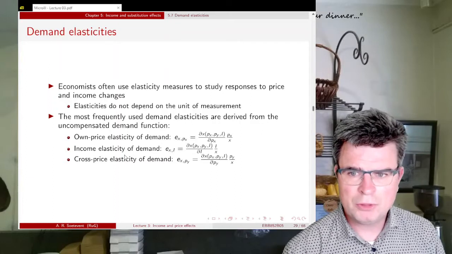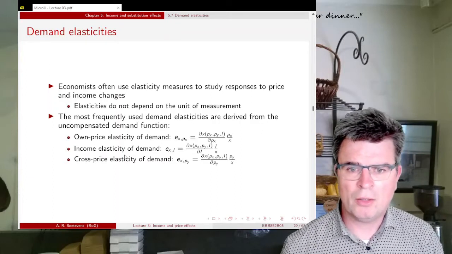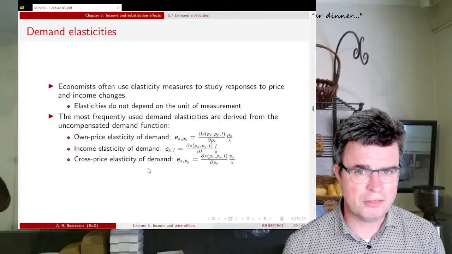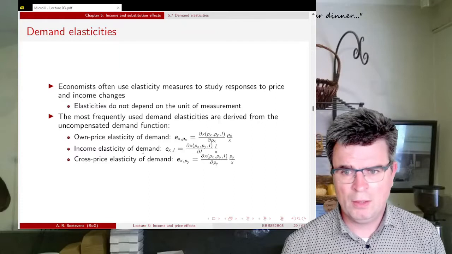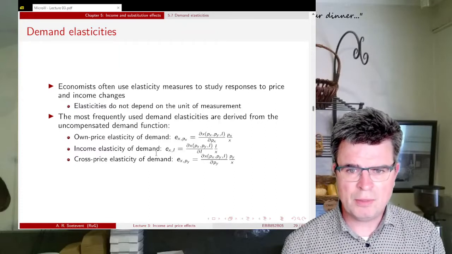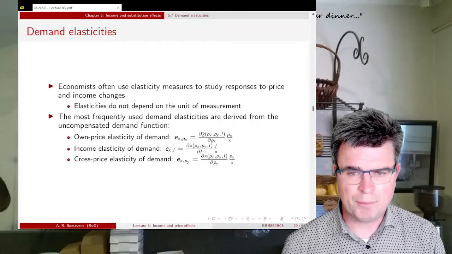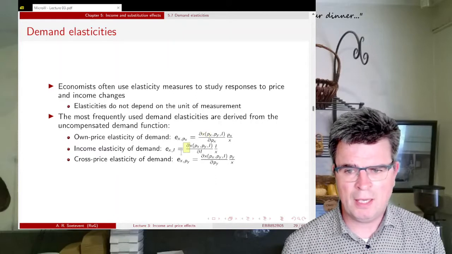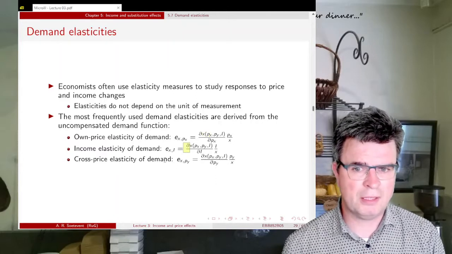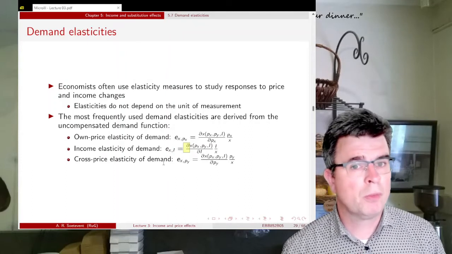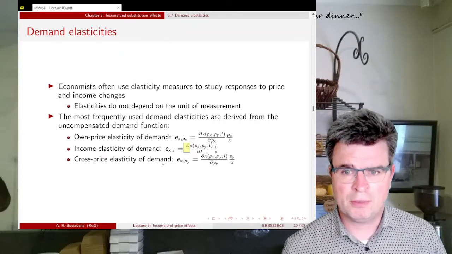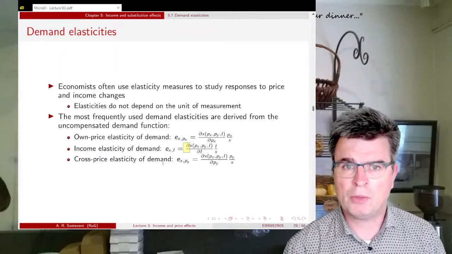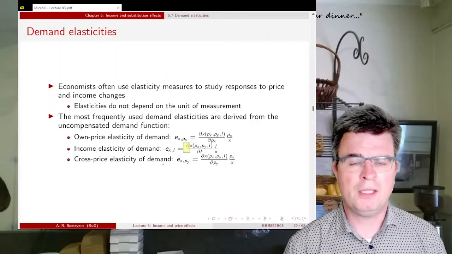Now, the most frequently used elasticities are derived from the uncompensated demand functions. And these are the elasticities that you know well. So we have the own price elasticity of demand, which is derived from the Marshallian demand function. We have the income elasticity of demand, and then we have the cross price elasticity of demand. A question you may have at this point is, okay, do we also have compensated price elasticities that are derived from the compensated demand functions? And the answer is yes.